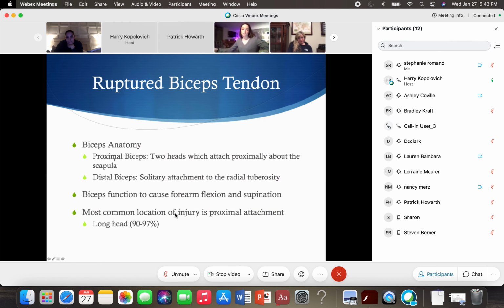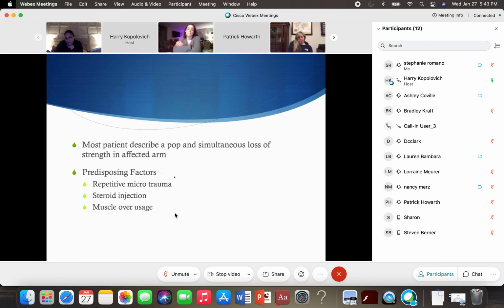So going back to a little bit of anatomy, the proximal biceps has two heads which attach proximally about the scapula. Distal biceps goes down to the radial tuberosity. The biceps is normally used in order to cause forearm flexion and supination. And the most common location of injury is at the proximal attachment, where they rip out that proximal attachment, and that leads to the heaping up of the biceps muscle.